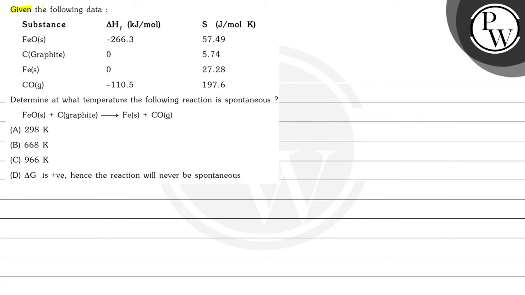Question says, given the following data, here substance enthalpy of formation in kilojoule per mole and entropy in joule per mole per Kelvin is given. For FeO, it is equal to minus 266.3 and 57.49. For carbon graphite, it is equal to 0 and 5.74. For iron solid, it is 0 and 27.28, and for carbon monoxide minus 110.5 and plus 197.6.